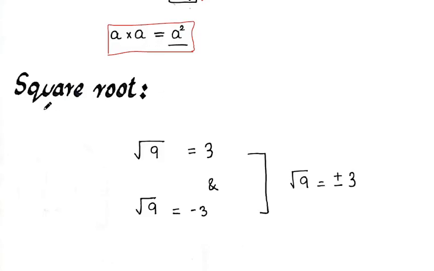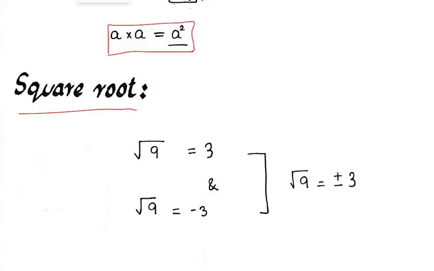Now, a square root. What is a square root? Well, it's quite the opposite of a square. The square root of a number is a value that, when multiplied by itself, gives the original number. It is the inverse operation of squaring, just as shown below. But a square root will always have a positive and a negative value.